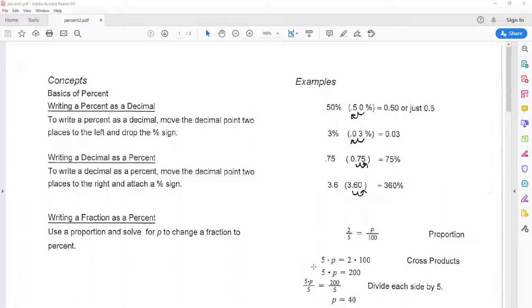Now we're going to take a look at the basics of percents. A percent is simply another abbreviated way to write a fraction. In this case, the denominator is always over 100. Percent comes from the Latin phrase percentum, which means parts of 100.